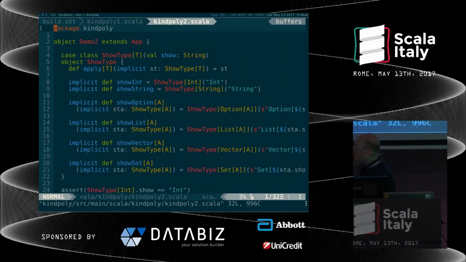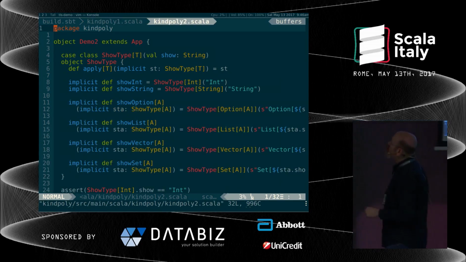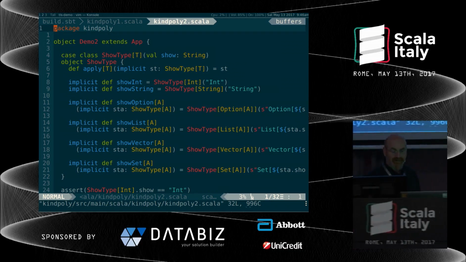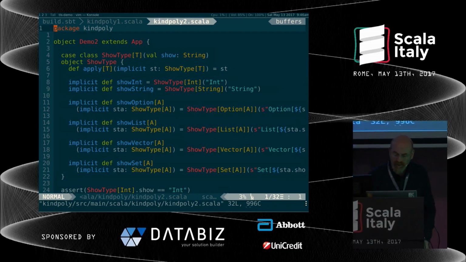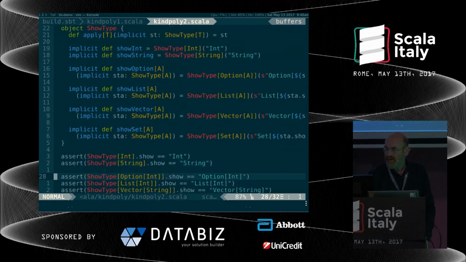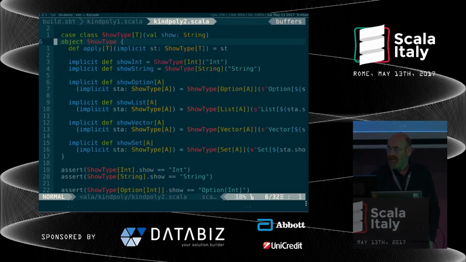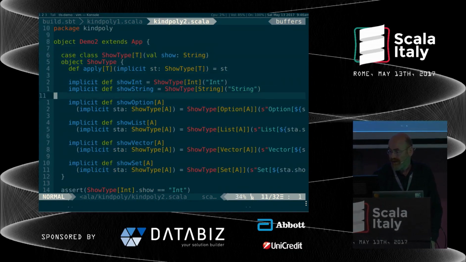So now suppose we want to add Show type class instances for composite types. So options, lists, vectors. Should all be fairly familiar stuff. To get an instance, we're going to parameterize in terms of the instance of the type parameter, and then construct something around it. But I think probably the immediate thing you see here is that we've got a whole bunch of boilerplate. I mean, this stuff all looks very, very similar. Can we abstract over this somehow?